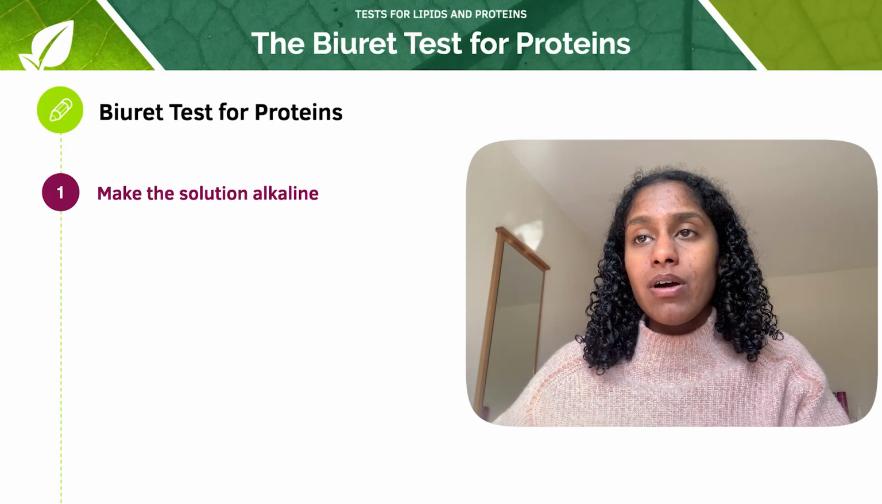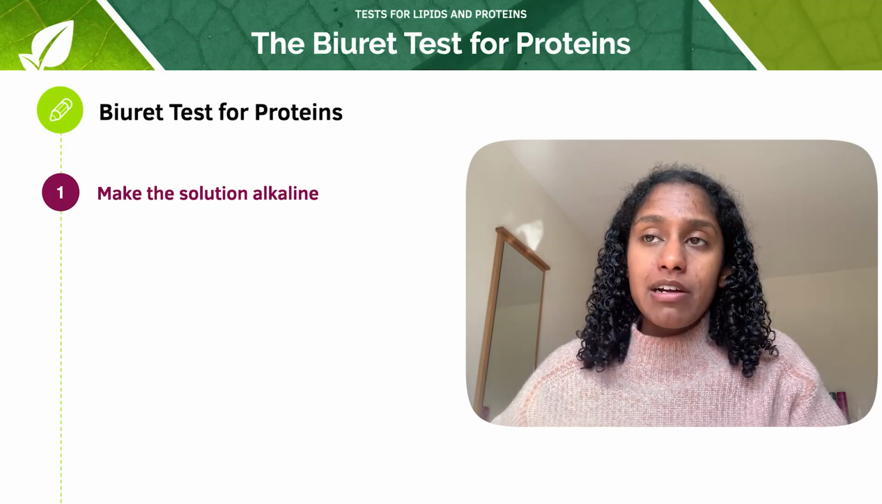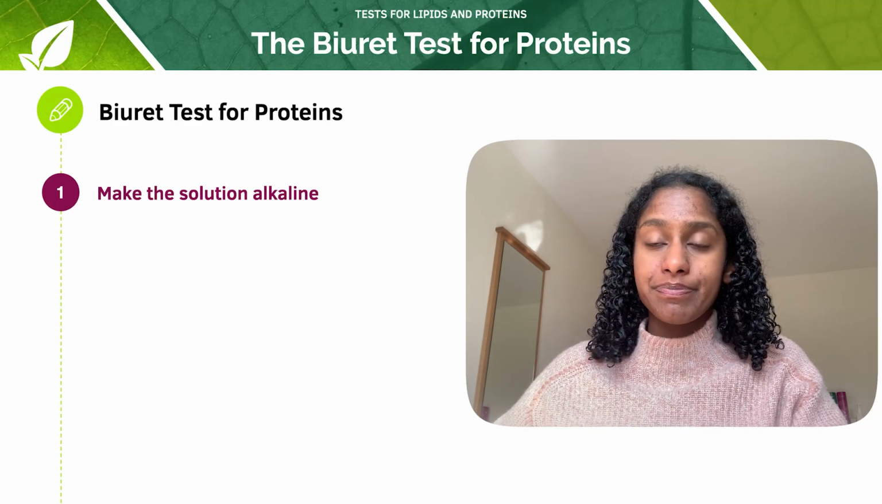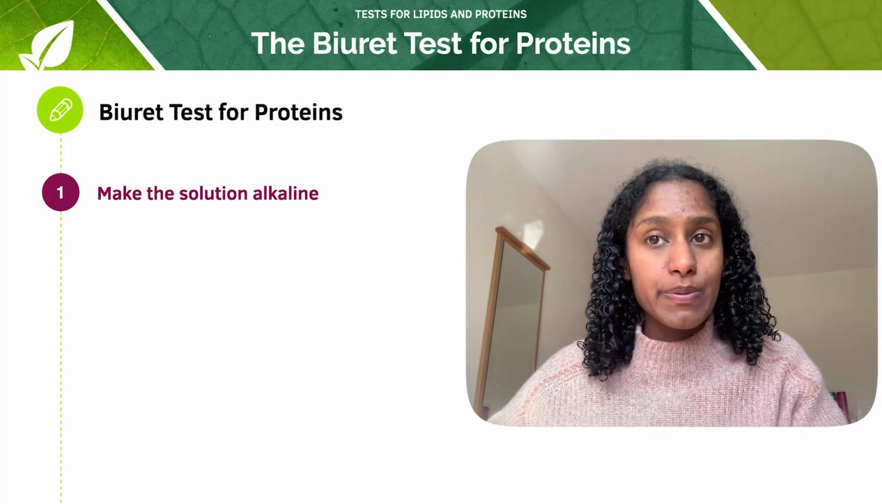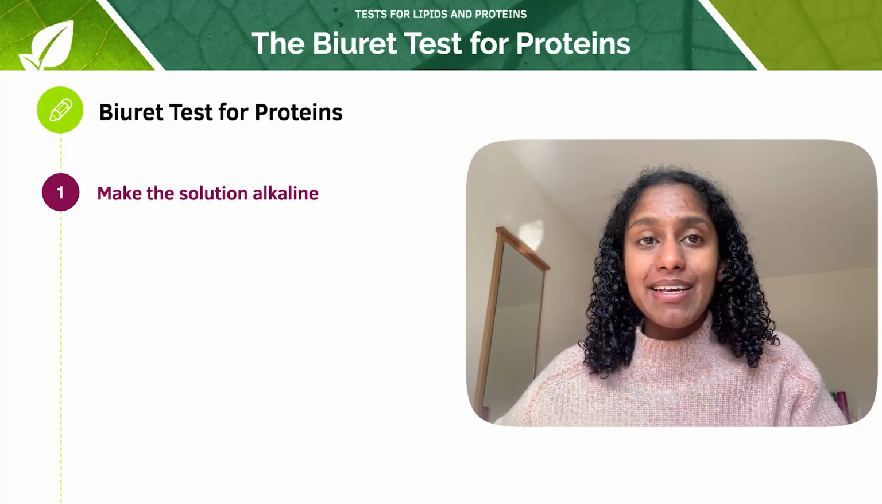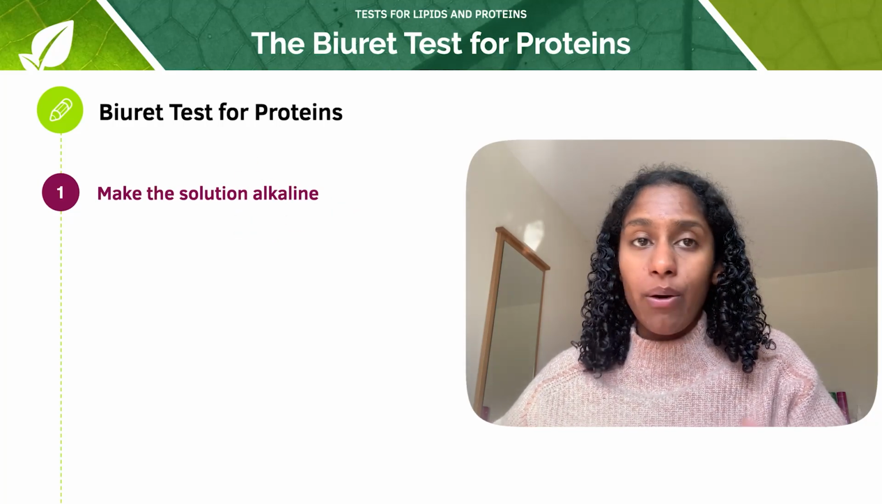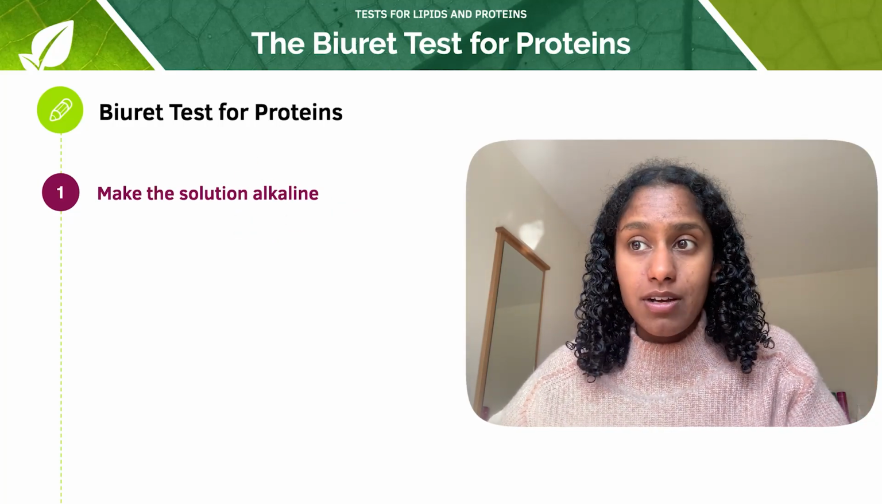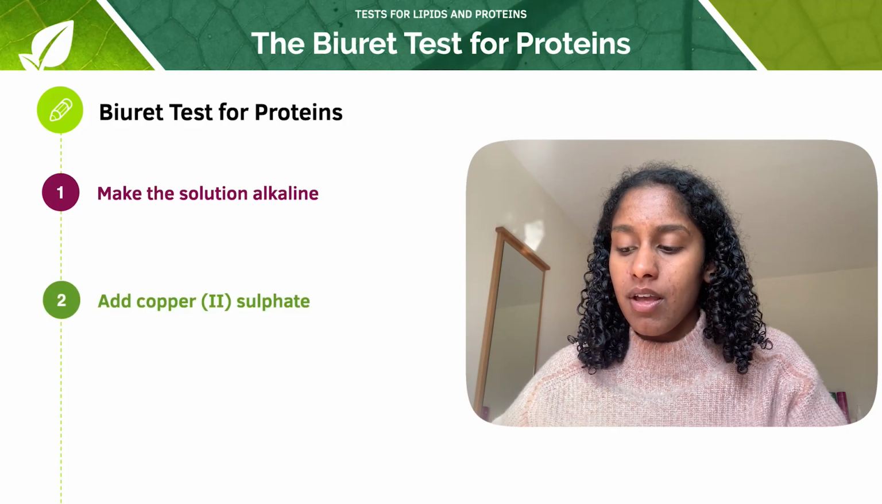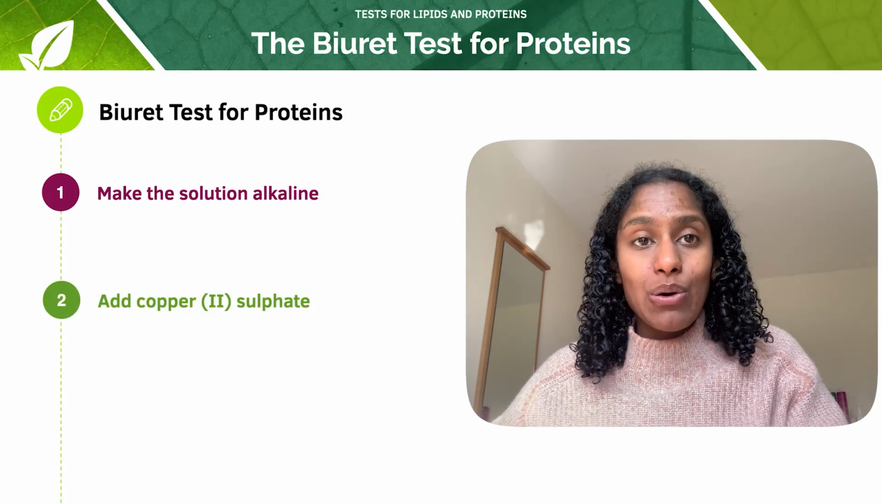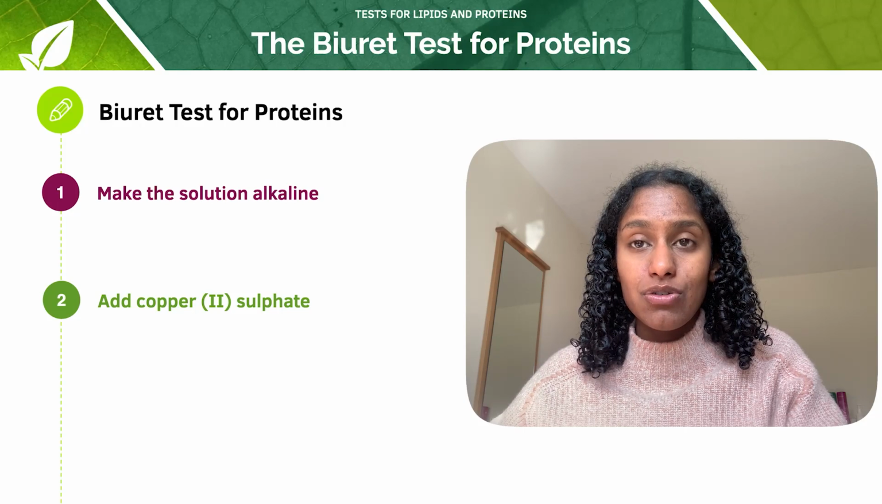So now let's have a think about the Biuret test for proteins. So number one, what we do is we take our sample and we make the solution alkaline. So how do we do that? We add something alkaline to it, such as sodium hydroxide. We then add aqueous copper 2 sulfate to the sample.